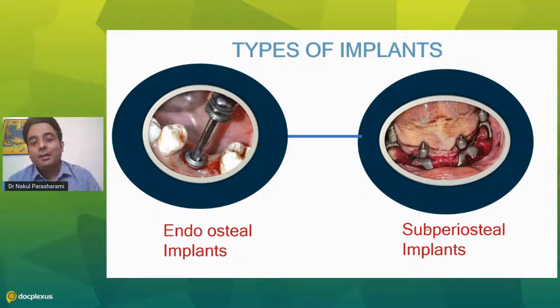So these are the two kinds of implants that we usually place, subperiosteal or endosteal. So today, basically, I'll be dealing more with the endosteal implants. Next slide.